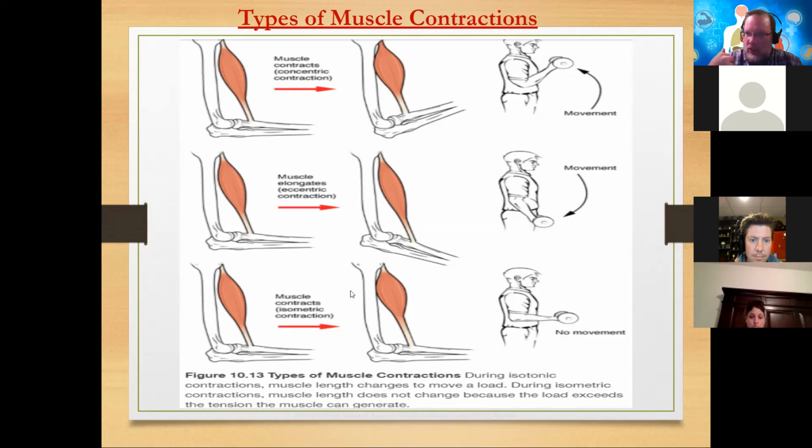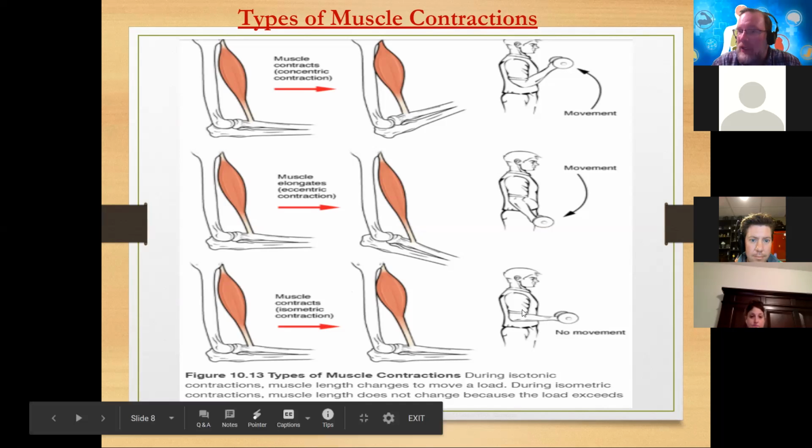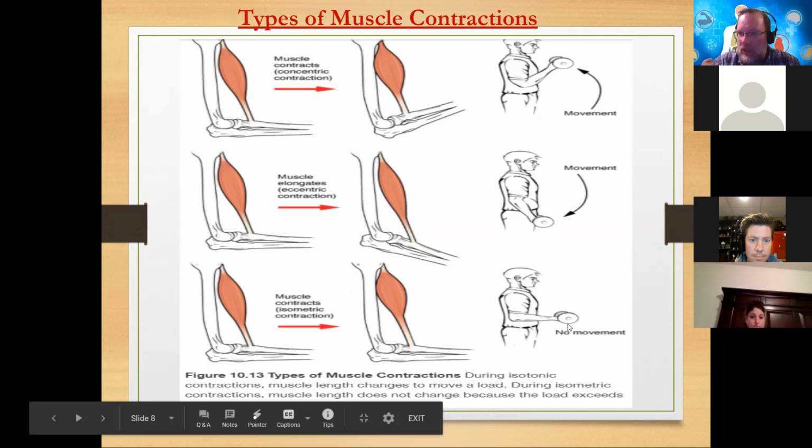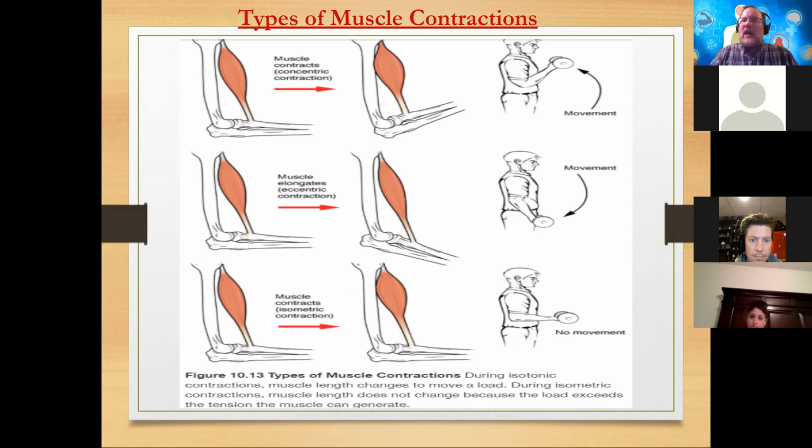Both of those are isotonic. We see a change in length. We don't see much in the way of a change in tension. The next one is called isometric. Isometric, there's no change in length. So this is like pushing up against a brick wall. Or if you go to lift something up, it's too heavy and nothing happens.